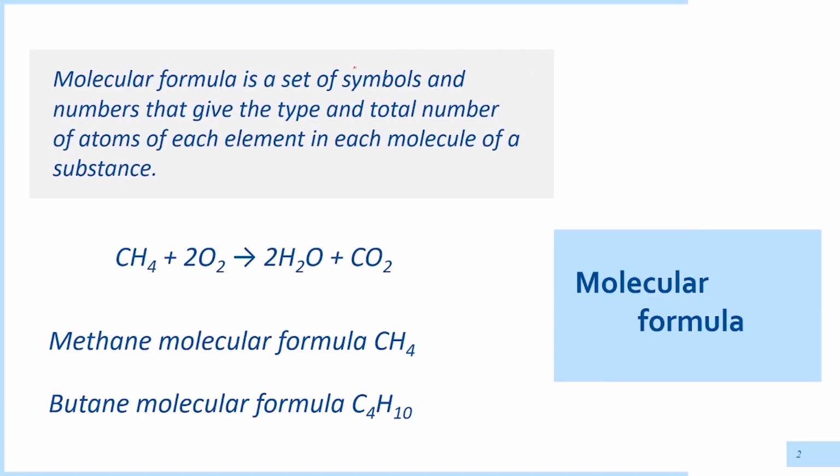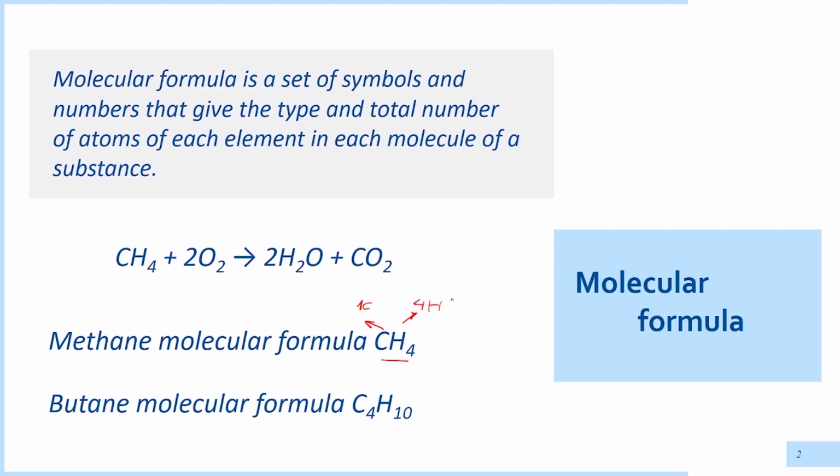The molecular formula is a formula that defines both the type and the number of atoms of a compound. Usually, we use molecular formulas to write balanced chemical equations and to calculate molar masses. For example, methane has the molecular formula CH4. From this formula, we can say that methane has 1 carbon atom and 4 hydrogen atoms.